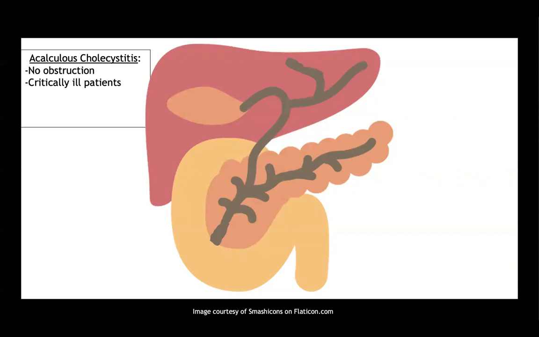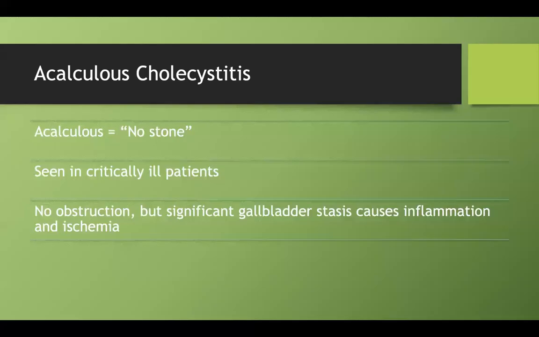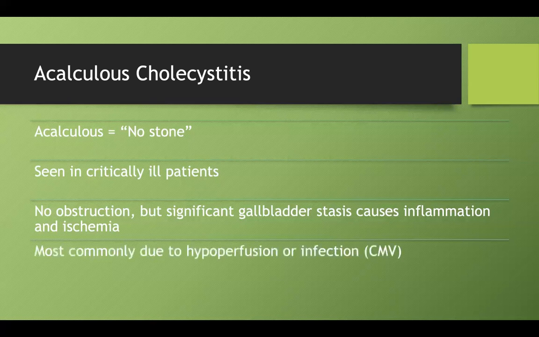So here you go: no obstruction, critically ill, you get significant gallbladder stasis, which causes inflammation and ischemia. The one thing they love to test, I don't think I've ever seen a question that hasn't had this specific answer choice. They'll always bring somebody who is critically ill, with all the symptoms of cholecystitis, there's no stone detected, what's happening?